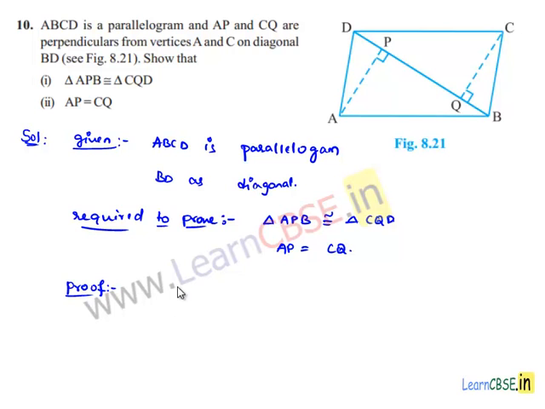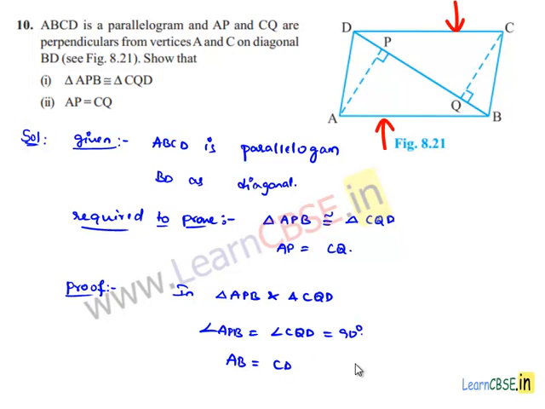Let us consider both the triangles, triangle APB and triangle CQD. In this, angle APB is equal to angle CQD is equal to 90 degrees, since it is given that AP is perpendicular to BD and CQ is also perpendicular to BD. Now AB is equal to CD, as in a parallelogram, opposite sides are parallel and equal.